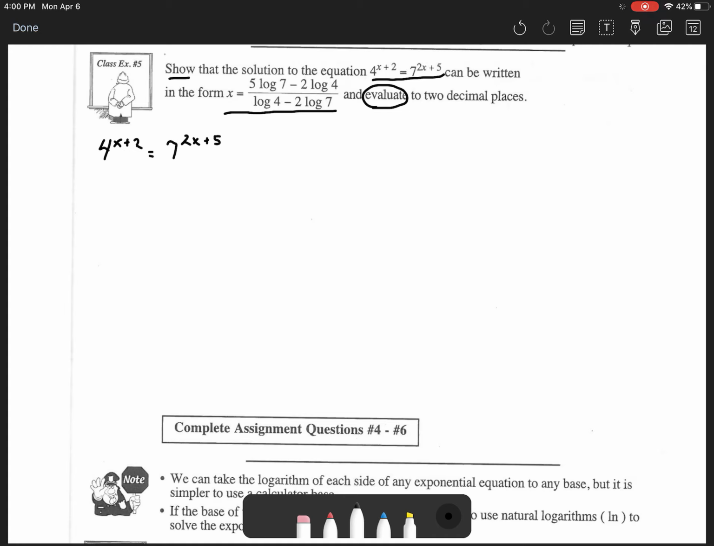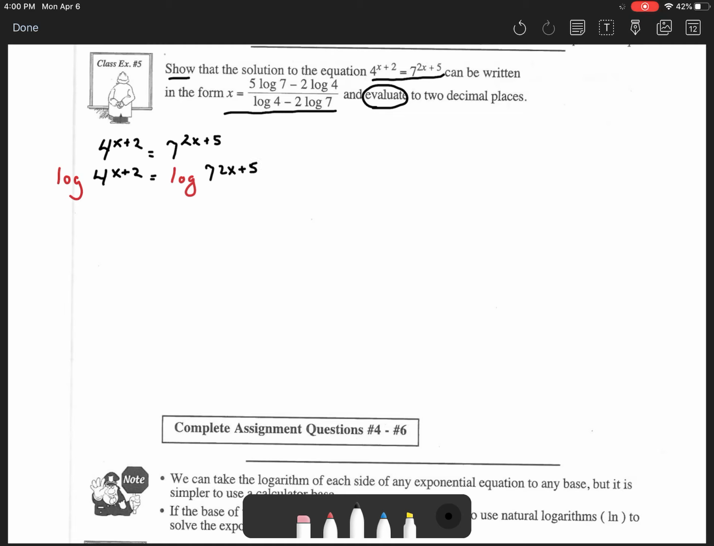So when you take a look at this question, hopefully you can see that I won't be able to solve this equation using common bases because I have 4 and 7. I'm not going to be able to write those as powers with common bases. So first thing I do, I take the common log of both sides. So I go log on the left side, and the same thing on the right side, so log 7 to the 2x plus 5.